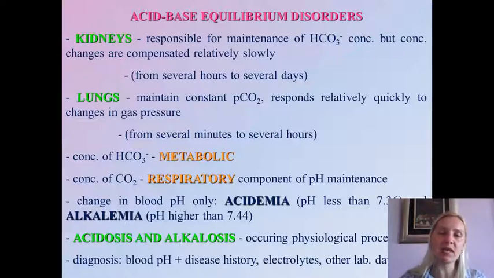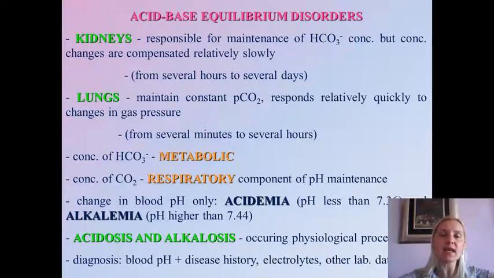On the other side, lungs maintain the constant partial pressure of carbon dioxide. And as we have already mentioned, lungs respond relatively quickly to changes in gas pressure. So it will take from several minutes minimum up to 3 to 6 hours to re-establish the equilibrium. So when we're talking about bicarbonates, we say that it's a metabolic component of pH maintenance. When we are talking about the concentration of carbon dioxide, we say that it's the respiratory component of pH maintenance. If the pH of blood is the only one changed, then we use the term acidemia for pH of blood less than 7.36, or alkalemia when pH of blood is higher than 7.44.